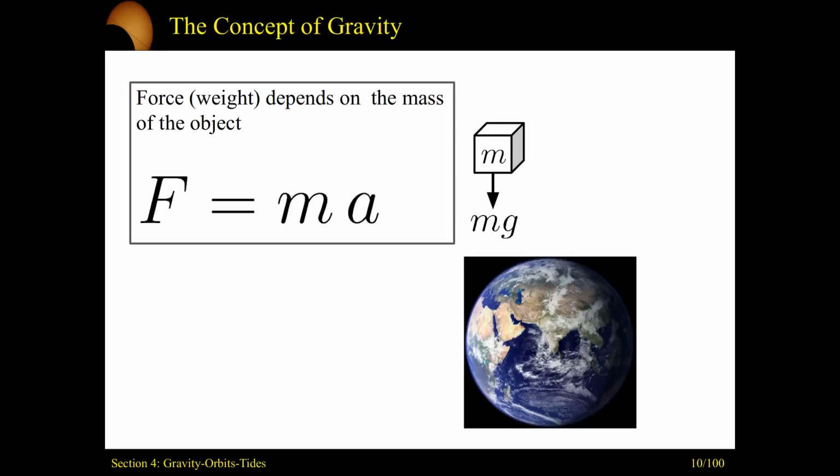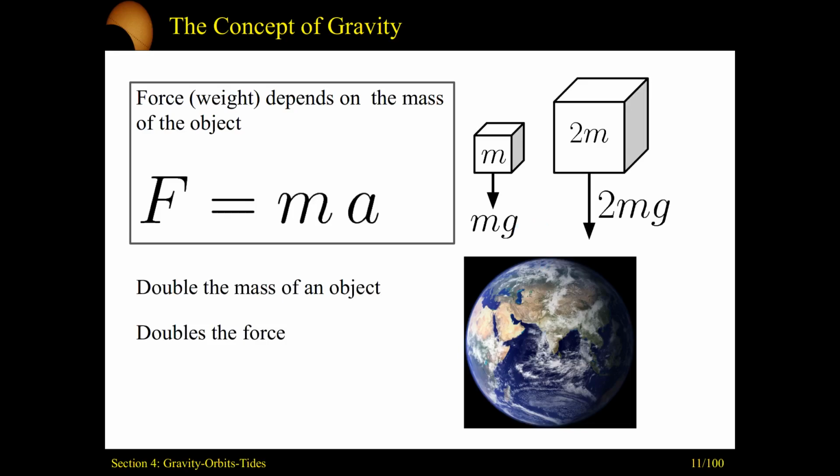Let's begin to build up this model of gravity. Some observations that we've made so far. You can talk about how the force on an object depends on the mass, F equals ma. So we have some block of a mass m, and we feel an acceleration g down towards the surface of the Earth. Now, if we double the mass, we'll double the force.